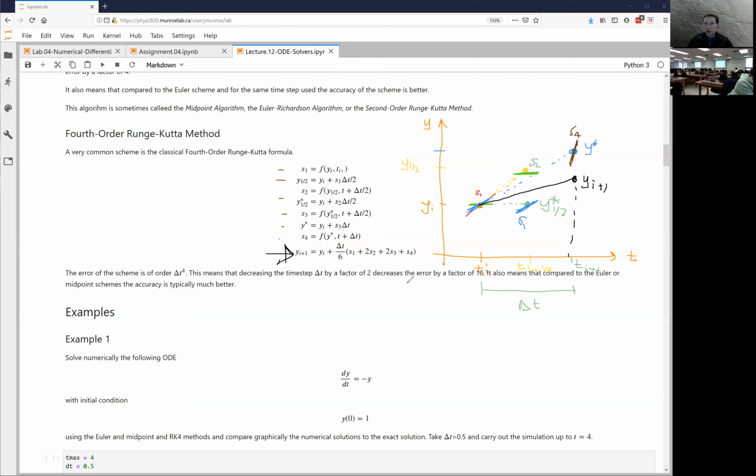And if you do this, and if you were to go through the process of doing the Taylor series expansion, which will look a lot like what I did for the second order method, you will find that this is an order delta t to the 4th method. It's a 4th order method all the way through. Okay, so there's the drawing that you can do based on these sequence of steps.